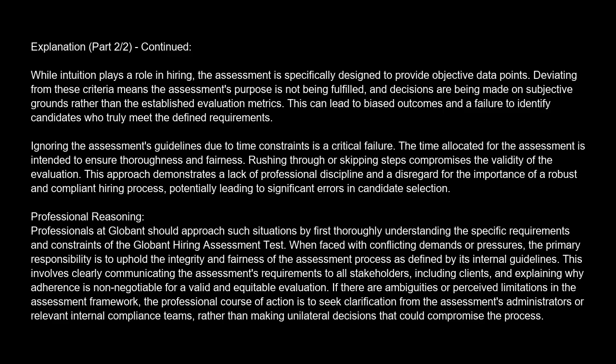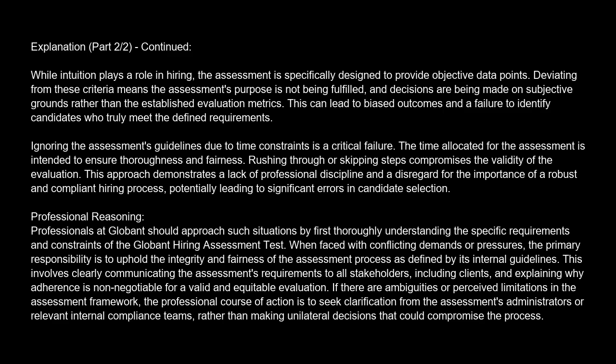Ignoring the assessment's guidelines due to time constraints is a critical failure. The time allocated for the assessment is intended to ensure thoroughness and fairness. Rushing through or skipping steps compromises the validity of the evaluation. This approach demonstrates a lack of professional discipline and a disregard for the importance of a robust and compliant hiring process, potentially leading to significant errors in candidate selection.